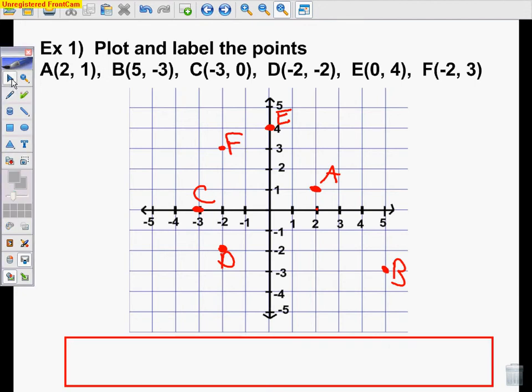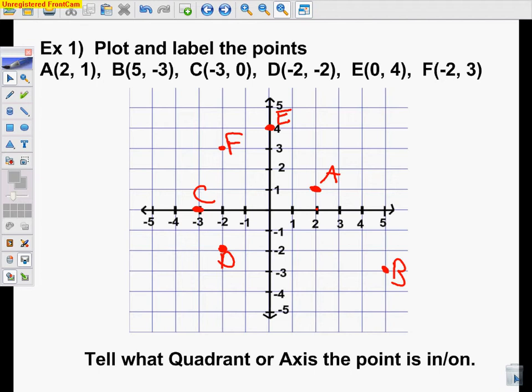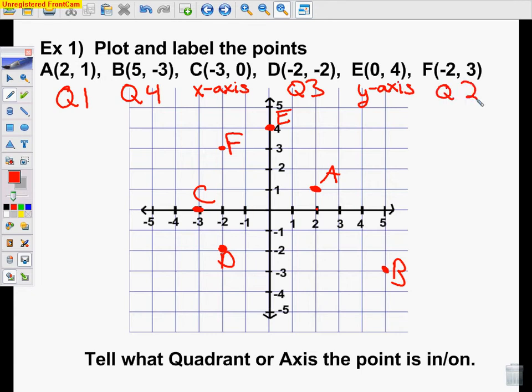Other questions that you might get would be to tell what quadrant or axis the point lies in or on. Point A is in quadrant 1. Point B, quadrant 4. Point C, be careful with that one. This one is on the x-axis. Remember, if it's on an axis, it's not in a quadrant, it's on an axis. Point D is in quadrant 3. E is on the y-axis, very good. And F, (-2, 3), is in quadrant 2. Alright, excellent. Let's move on.